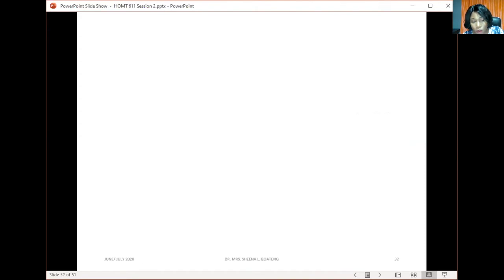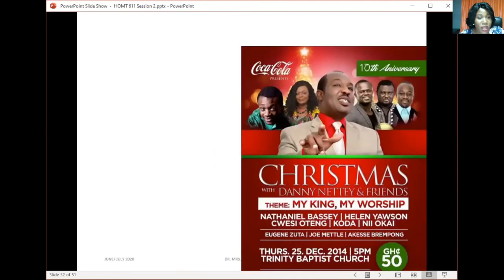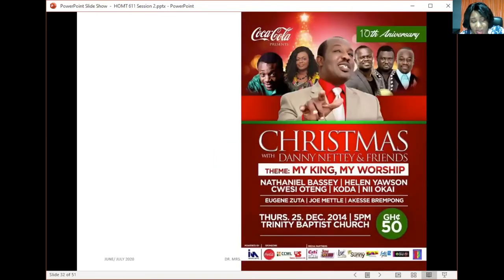So in performing the stakeholder review, there's a tool that you can use to help you determine the exact level of priority to accord to each stakeholder involved in your event. And like I said earlier, you can realize that certain events have been associated for a long time with specific sponsors. This event was called Coca-Cola Presents Christmas with Naninete and Friends, and it was organized, I think, twice before. Unfortunately, Reverend Naninete passed away. It was always headlined by Coca-Cola, and CTFM was associated with it right from the beginning.